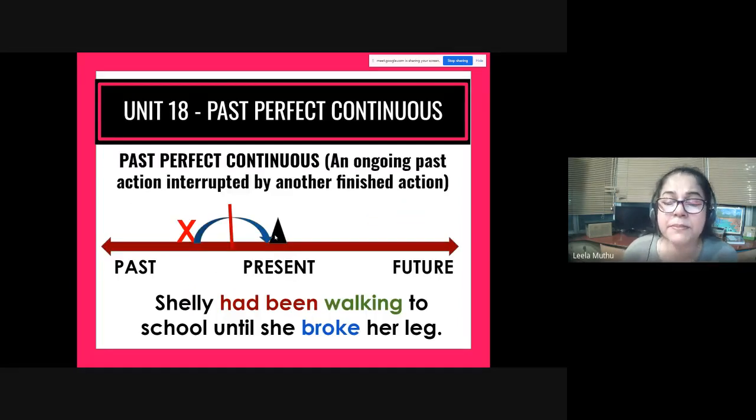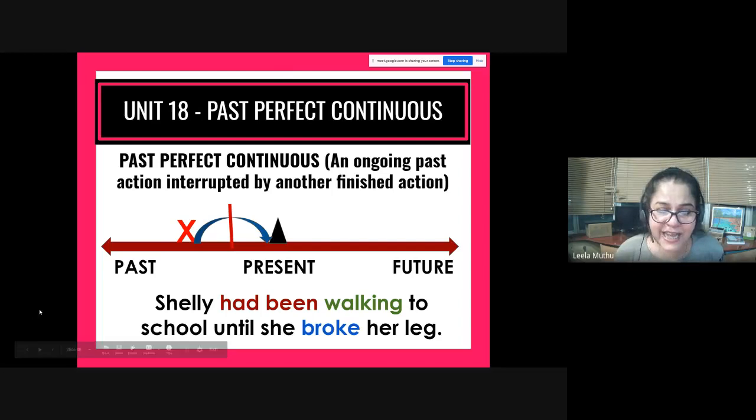So let's go to past perfect continuous. So here, an action happened in the past and continued till something happened to stop it. Okay, so look at this. So this is X. The action would have continued till today, but something interrupted the action and stopped it from happening. So here we'll use the past perfect continuous.